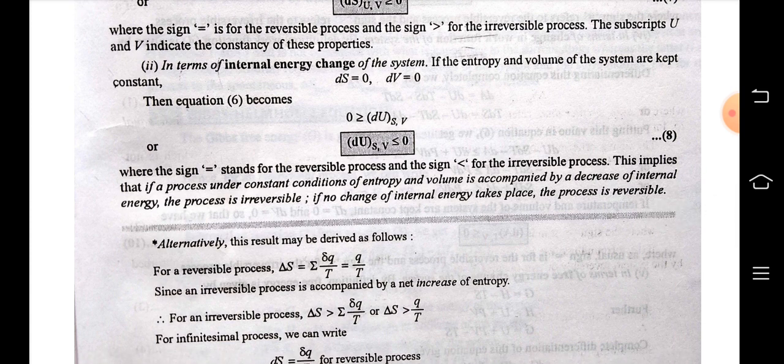In terms of internal energy change of the system, if the entropy and volume of the system are kept constant, dS is equal to 0 and dV is equal to 0, so 0 is greater than or equal to dU at constant S and V. dU at constant S and V less than or equal to 0, where equal stands for the reversible process and less than for the irreversible process. This implies that if a process under constant conditions of entropy and volume is accompanied by a decrease of internal energy, the process is irreversible. If no change of internal energy takes place, the process is reversible.